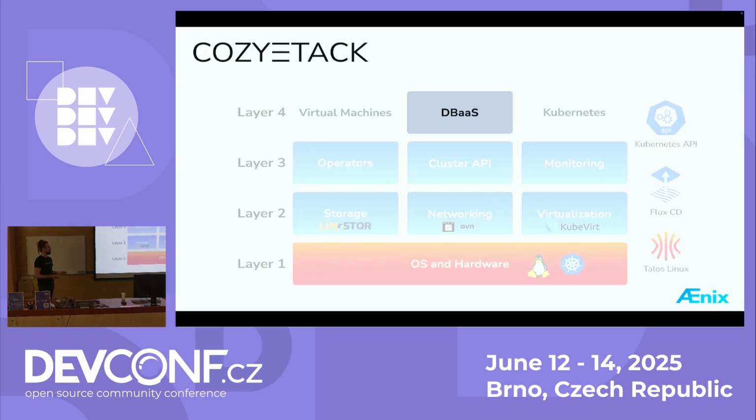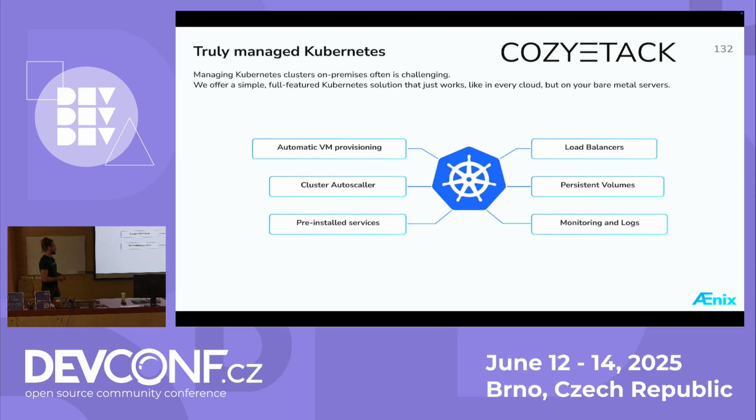In case of Kubernetes, the most interesting part, why you are here, we use Cluster API. So Cozystack provides fully functional Kubernetes clusters. That means that we have load balancers working, persistent volumes, and as well cluster autoscaling.